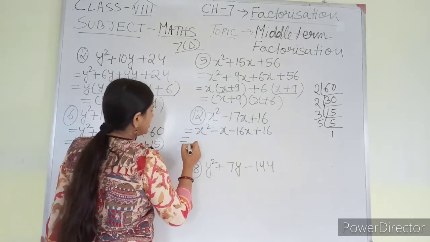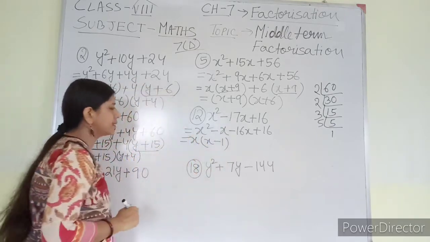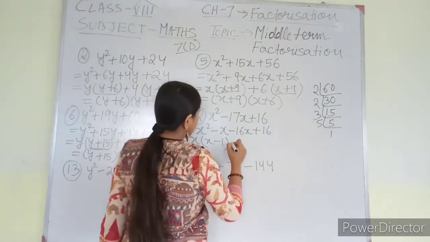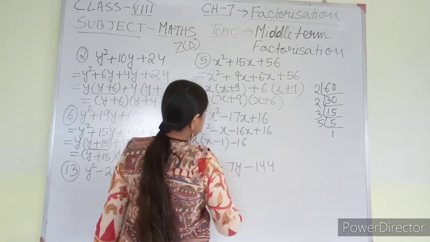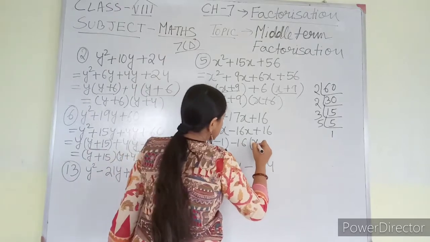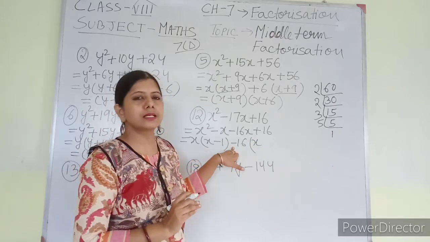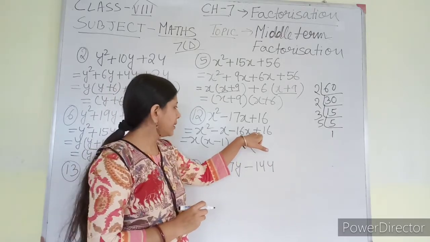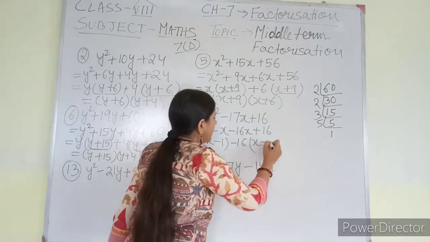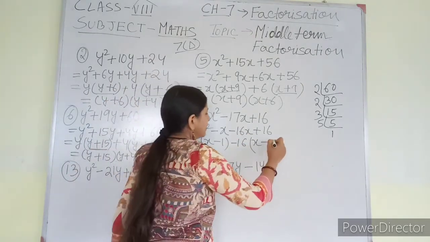Now take common in between these two. X common, here x left and here nothing is left, that means 1 left. I have taken x here, so 1 left. Now here I will take common as minus 16. So in this place x is left and in this place I have taken common minus 16. This point you have to remember. Here it was plus but I have taken common as minus 16. So here I will take negative sign. Now 16 has already been taken. So what is left? 1.